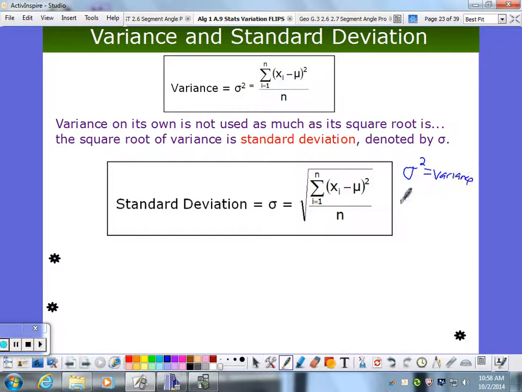What's the square root of sigma squared? Think about that. Sigma. And that's what we call standard deviation.